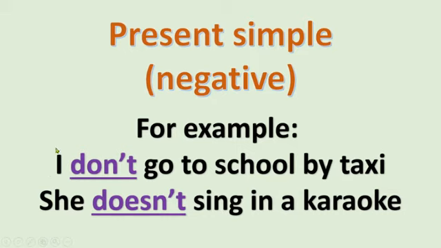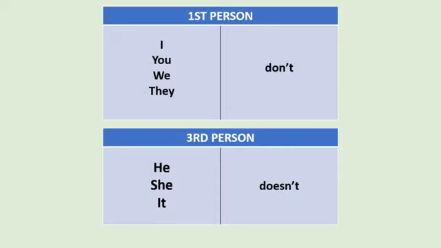In the first one we have I don't, because I is first person, and in the next one we have she doesn't sing. Doesn't, because she is third person. Now let's look at these tables. We have first person or third person. In the first person we have I, you, we, they. You have to use don't. And third person, he, she, it, doesn't. Don't forget: I, you, we, they don't, or he, she, it doesn't.